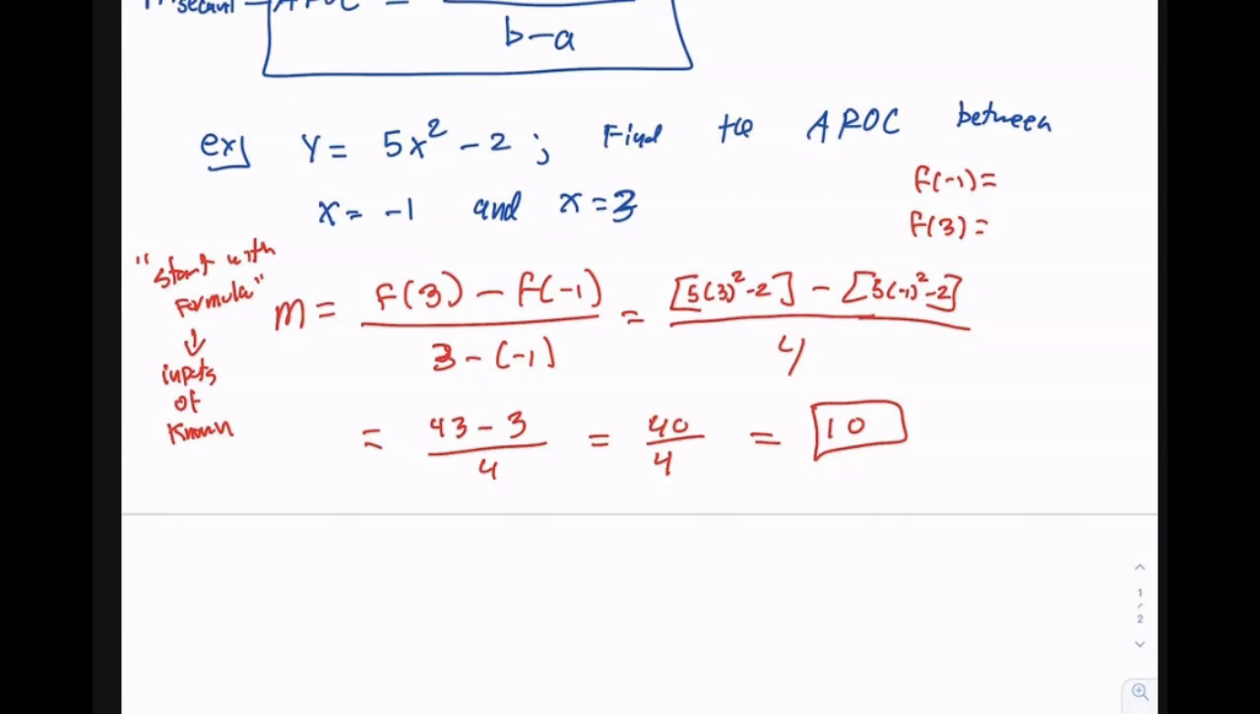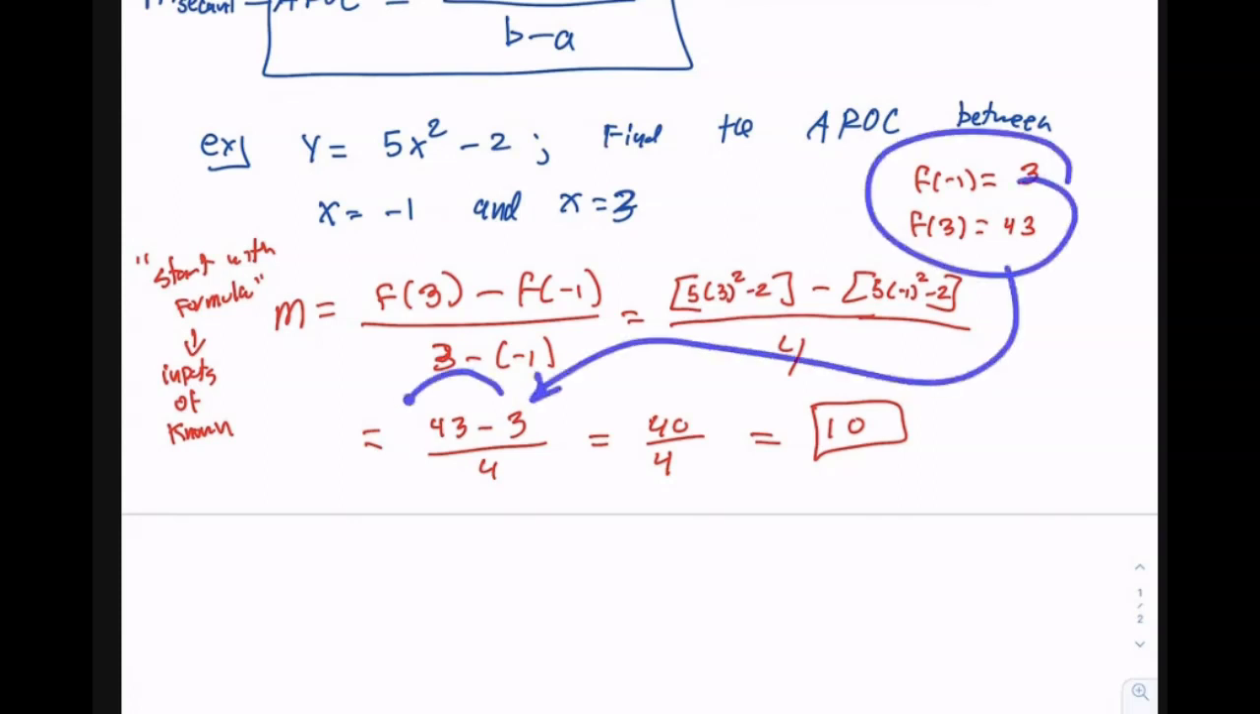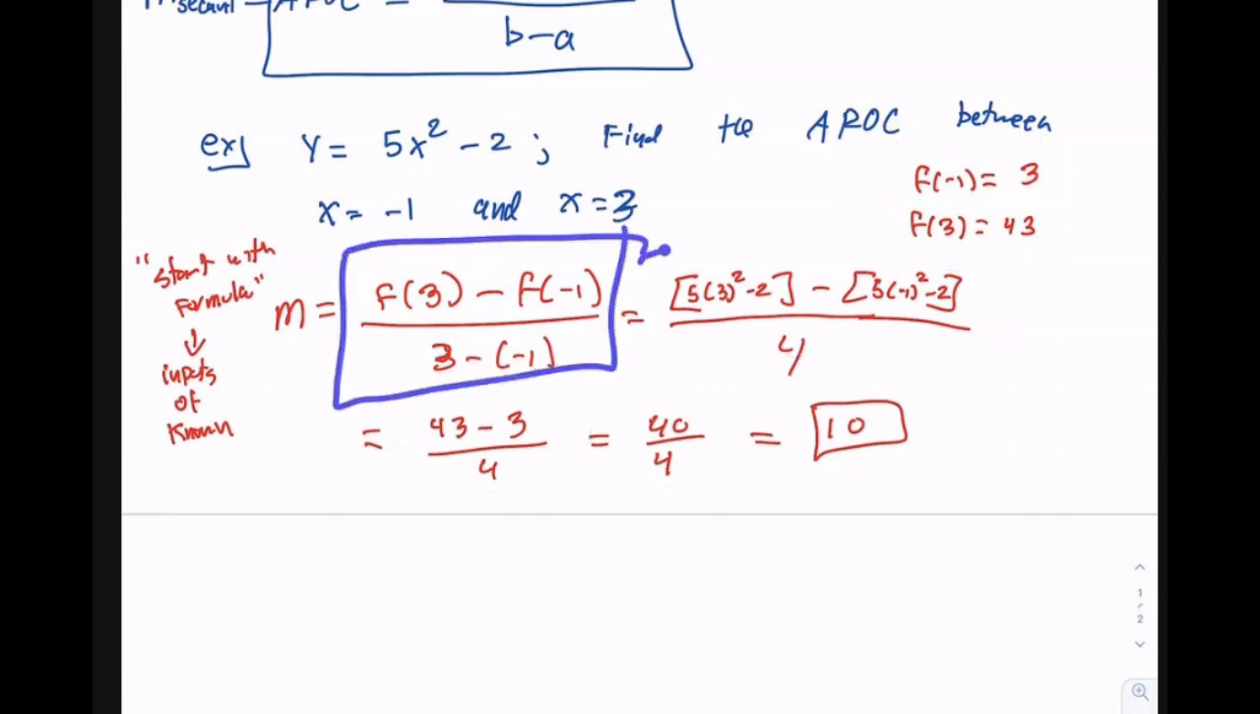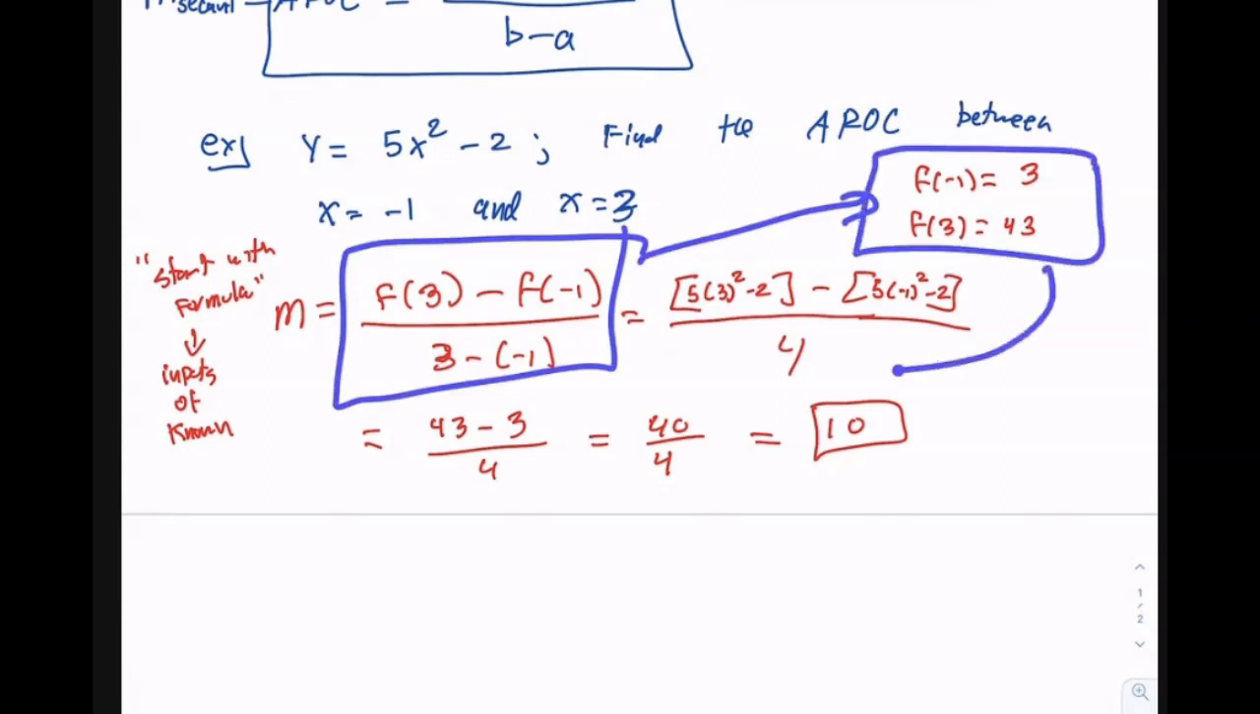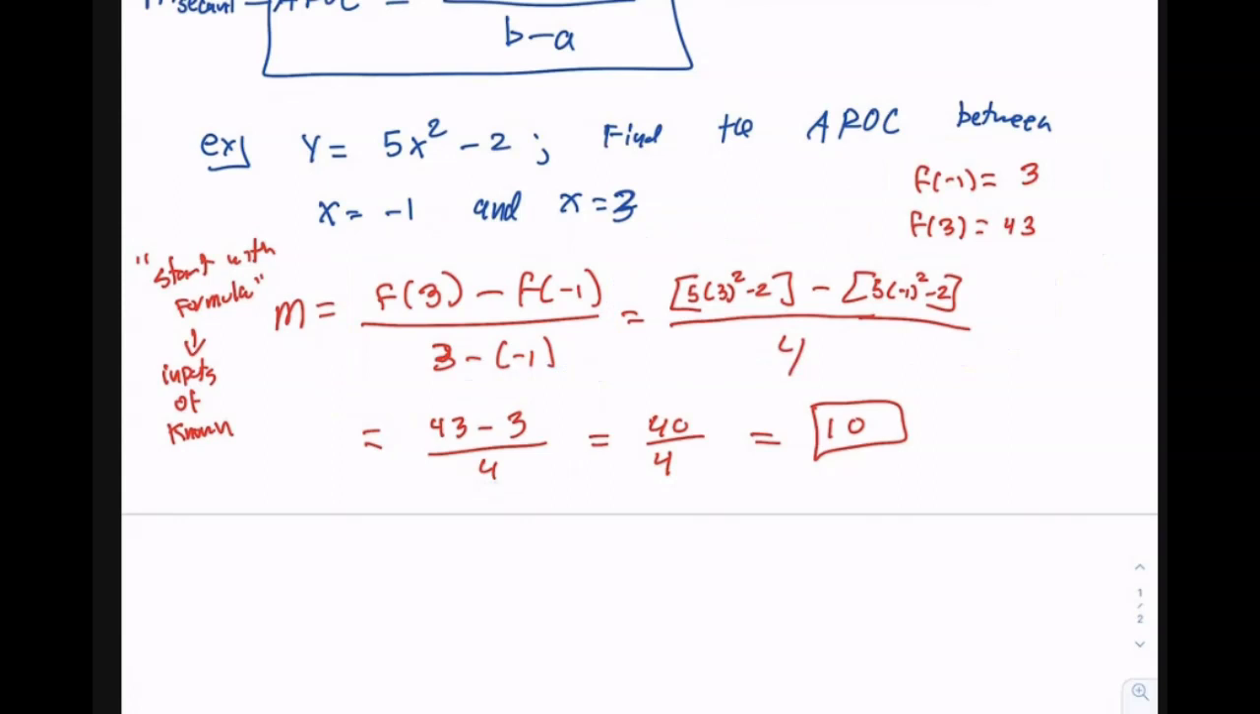Now, if I wanted to do this, I would have found f of negative 1 was 3, and this was 43, and then I could just plug in those numbers to replace them as well. So if you feel comfortable doing it on the side and then placing them in, going directly to this step, or going from here to here to here, that's also a possibility. The biggest thing is when you plug in and evaluate, parentheses are very important, and that you get the correct value.